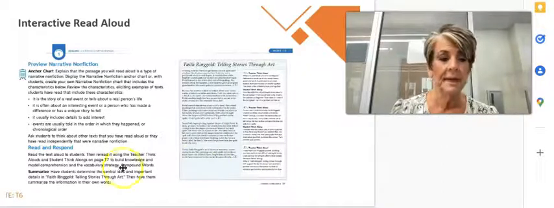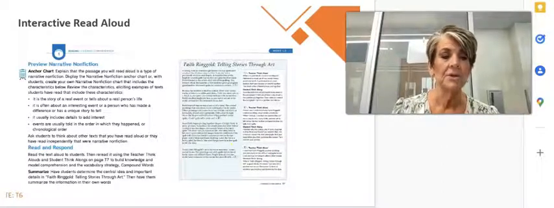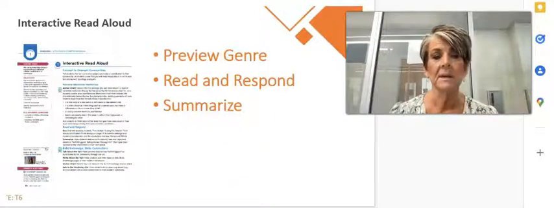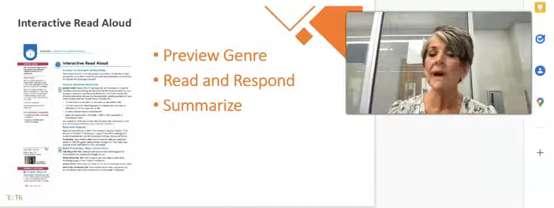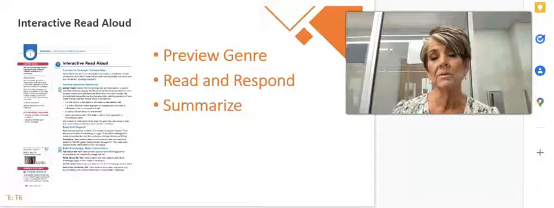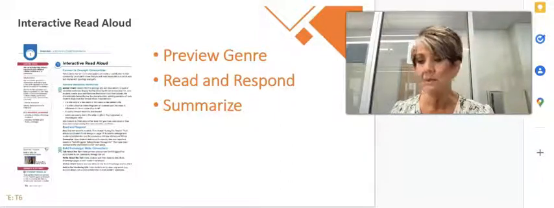When you plan the interactive read aloud, you'll want to consider these things. Make sure that you preview the genre. Make sure that you have a way for students to read and respond, and that you'll be doing a summary.